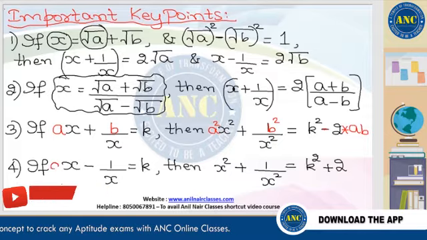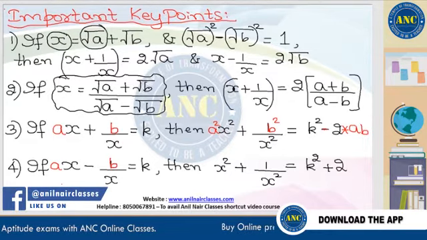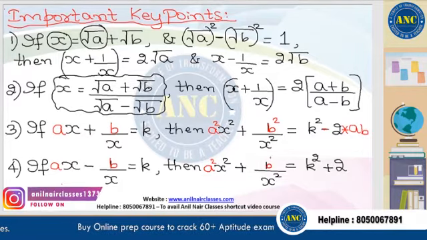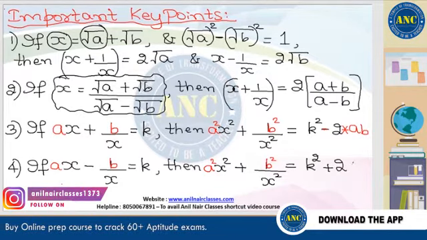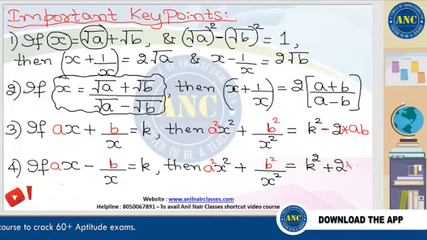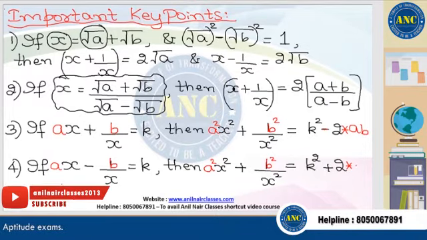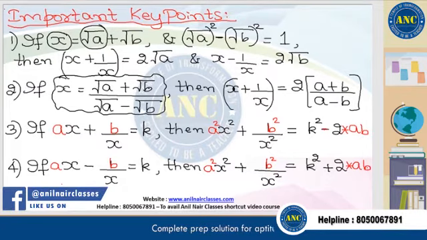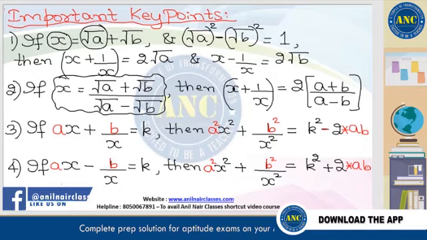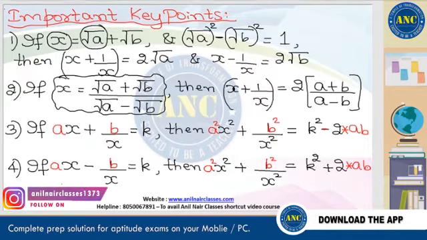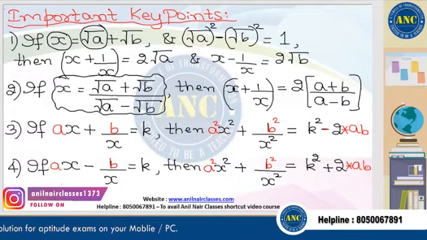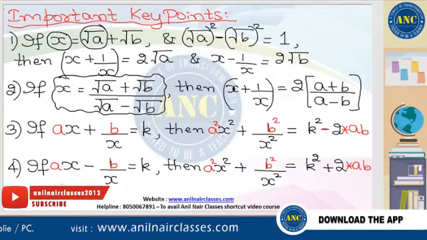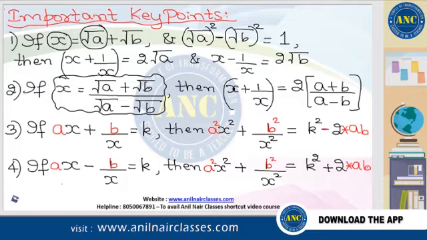Similarly, if ax minus b by x is equal to k, then a square x square plus b square by x square, instead of k square plus 2, becomes k square plus 2 into a into b. This is the fourth notation. For the third and fourth notation, when the coefficients of x and 1 by x were 1, I told you how to write it. When they are not equal to 1, I manipulated the same equation. I hope you are very clear with the first 4 key points.